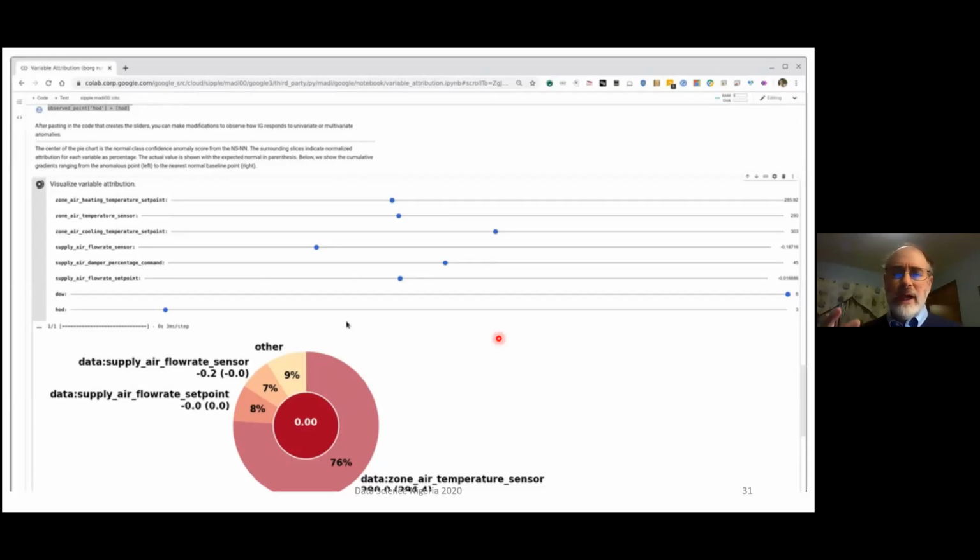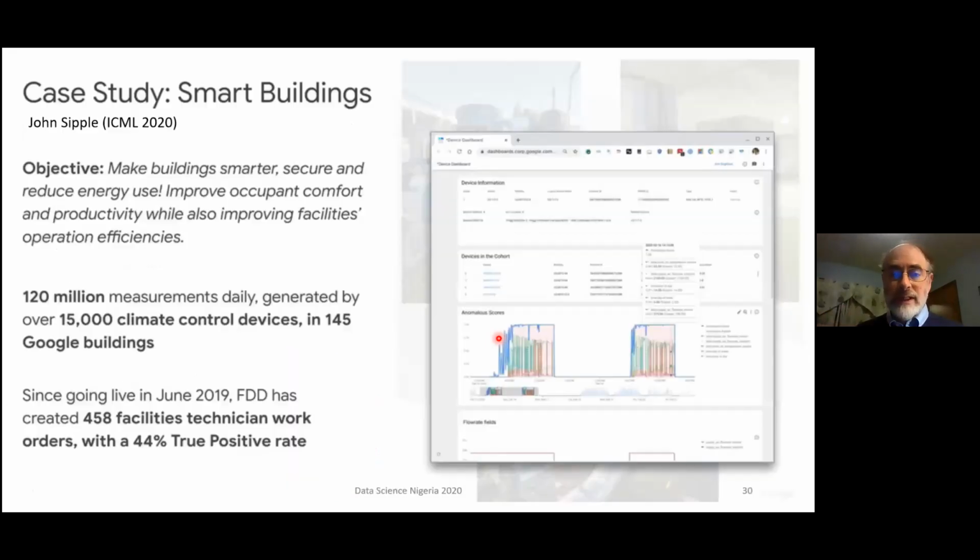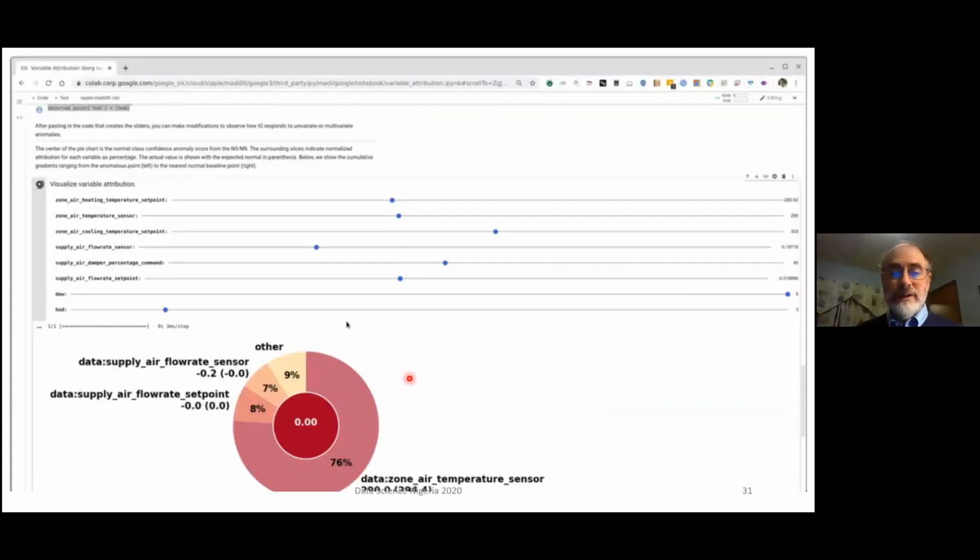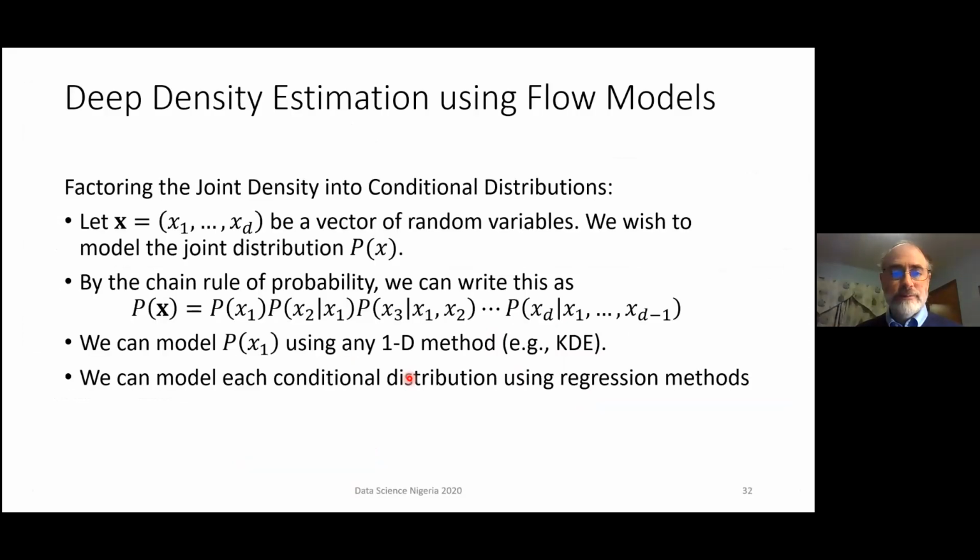So the idea is that you have a building manager who's looking at this display, and when they get an anomaly reading, they drill down to judge whether they think it's really a problem or not. And if it is, then they create a work order, a trouble ticket, and send a technician to fix it.